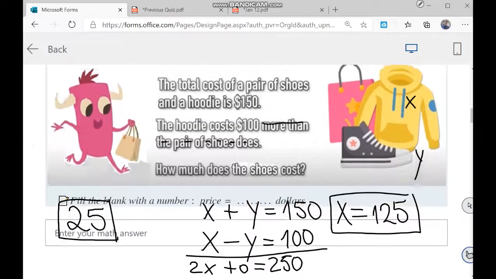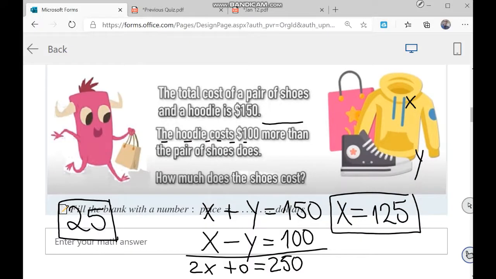So as you can see, the total price, x plus y, is 150, and the hoodie costs $100 more than a pair of shoes, x minus y equals 100. The hoodie will cost $125, and the price of only the shoes is going to be $25.